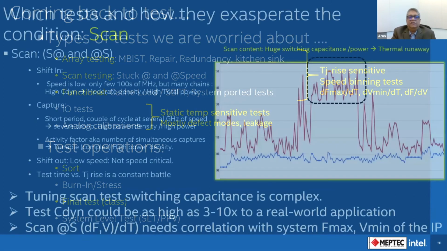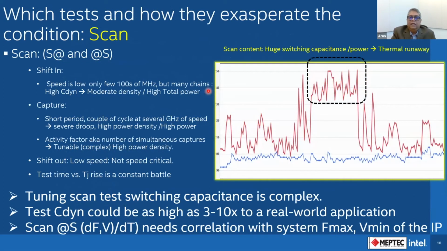So let us take the first one, scan test. Scan test, both at-speed test and stuck-at test, have a huge problem of huge switching capacitance, or total power and power density. You can see in this particular graph, this is basically a power profile of multiple tests going on, and all of a sudden the temperature shoots up when the scan is running, and this can go into thermal runaway very easily, right?